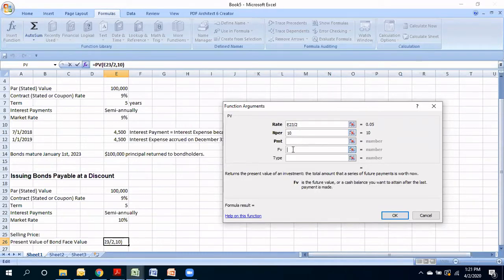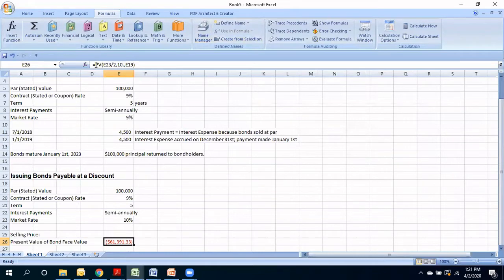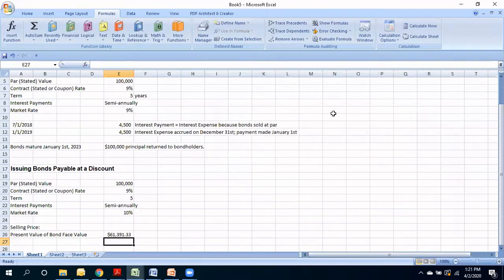And the future value, the amount that I am going to pay in 5 years, is $100,000. And that should give me the present value. Excel always does this negative. So the present value of $100,000 to be paid in 5 years at a market rate of 10% is $61,391.33. But that's only part of it.